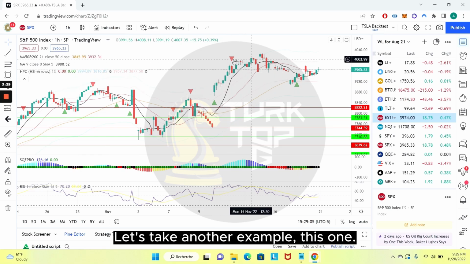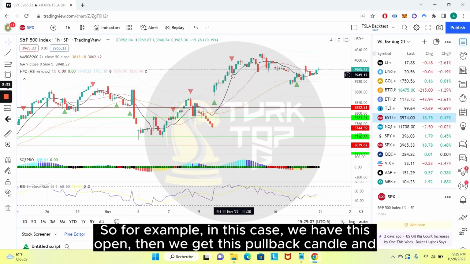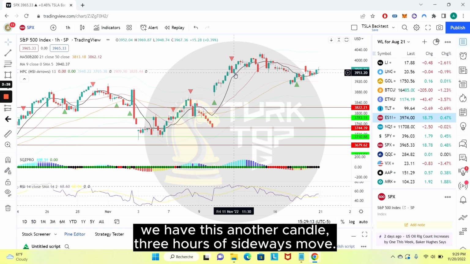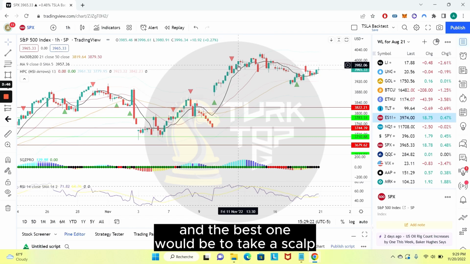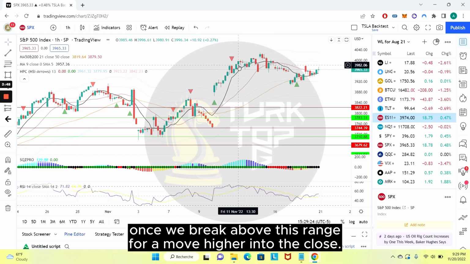Let's take another example. This one. So for example, in this case, we have this open, then we get this pullback candle, and we have this another candle. It's a 3 hours of sideways move. So you have this opening range of 3 hours, and the best one would be to take a scalp once we break above this range for a move higher into the close.